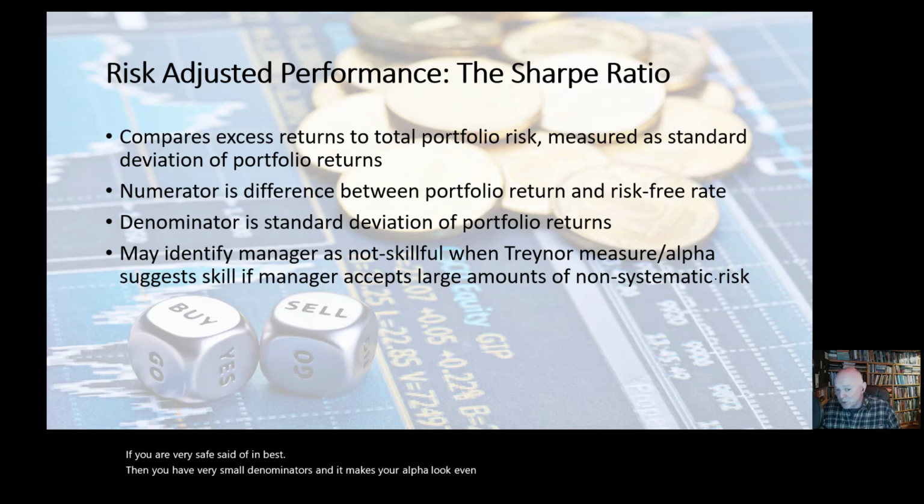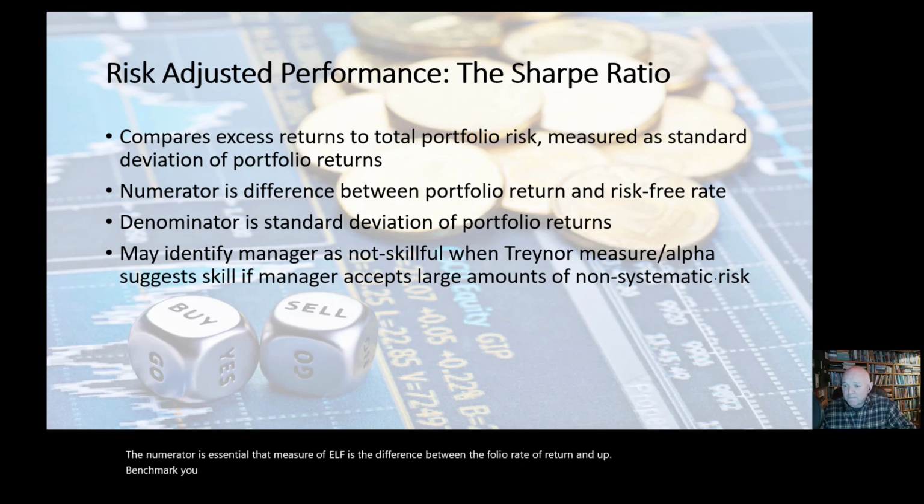The numerator is essentially that measure of alpha. It's the difference between the portfolio rate of return and a benchmark. Usually the benchmark is the risk-free rate. The denominator is the standard deviation of the portfolio returns. And it suggests that you're going to be skillful or less skillful than the average investor in your group, or the average manager in the group of competitors.